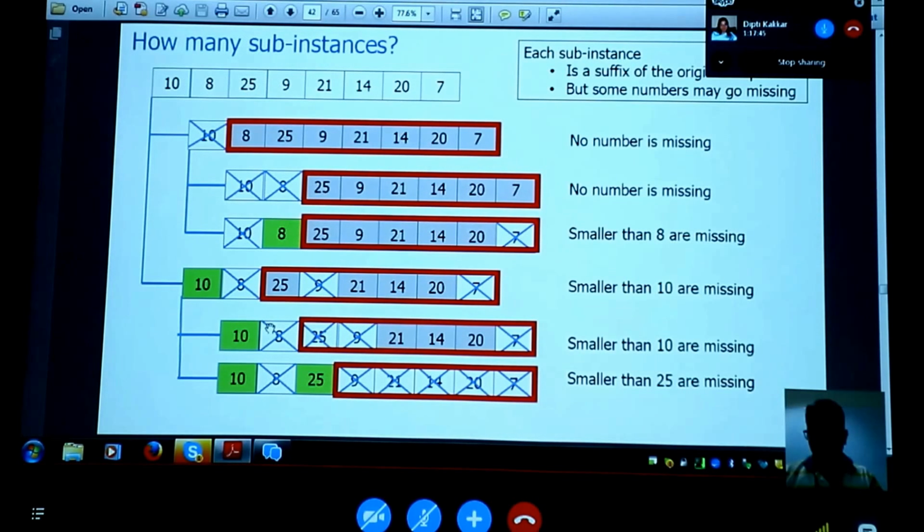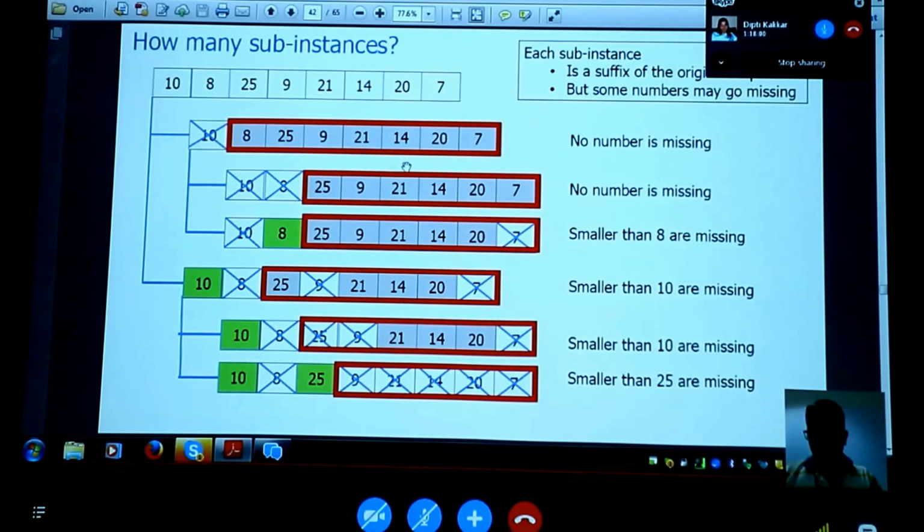Let's count these subinstances. Even though it looks like many, it's not too many actually. So what are these subinstances? Look at this guy. He's fine. He looks like a suffix to me. No number is missing, so it's fine. It's contiguous. This subinstance looks nice to me. It's contiguous. Here, well, this is a bit of a trouble.